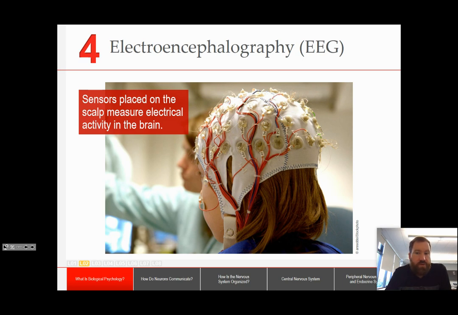They usually do this with resting activity, so you're just sitting there not doing anything, or they can do it to specific things, like they're making you afraid, and they can see which neurons are associated with that, or what parts of the brain those neurons are in.